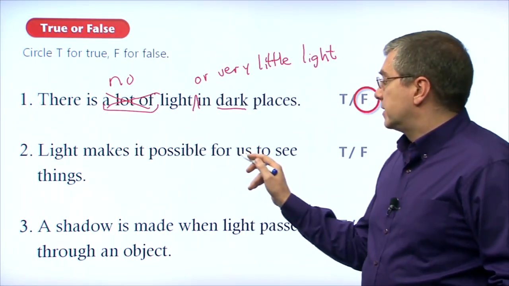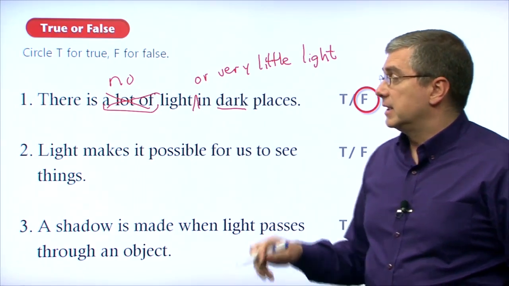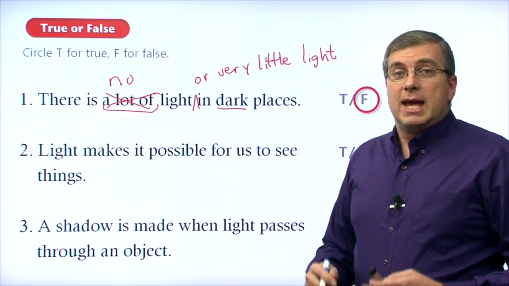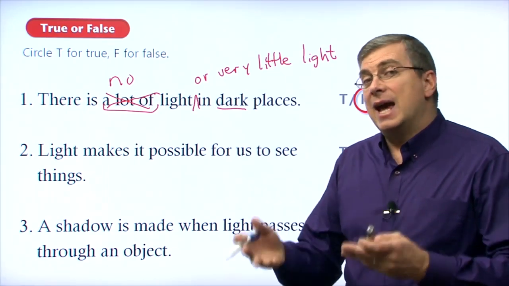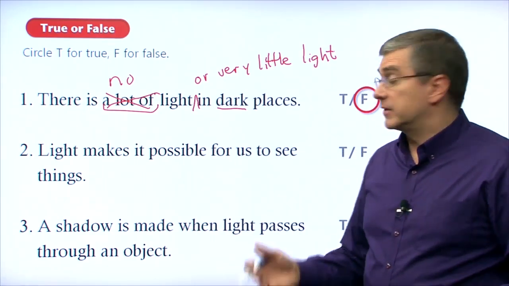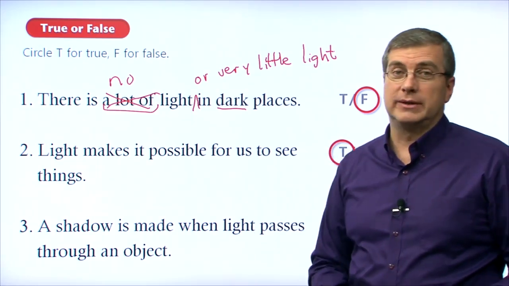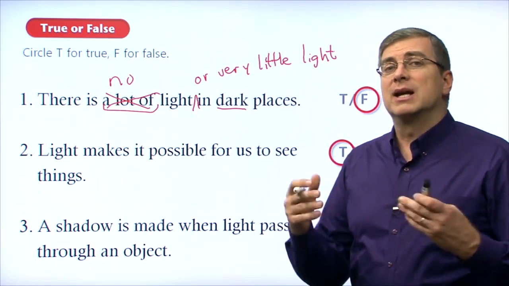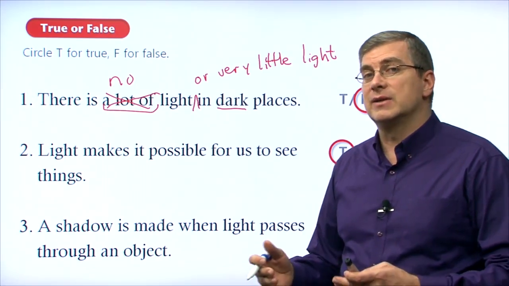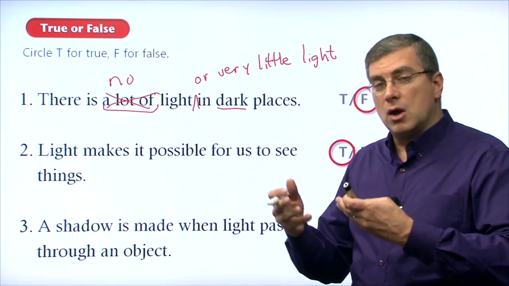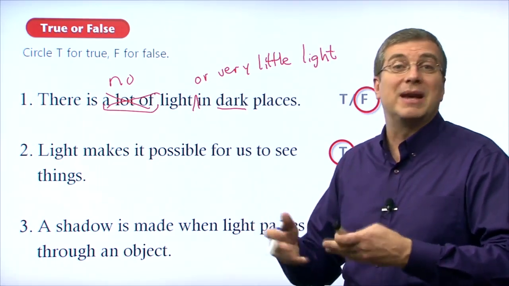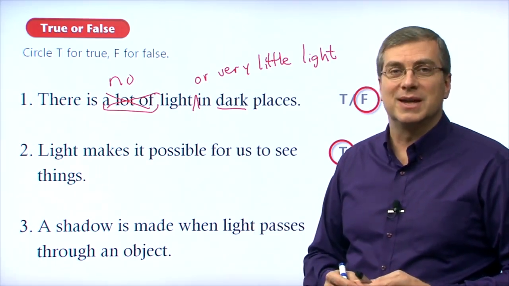Light makes it possible for us to see things. Is that true? If we don't have light, we can't see things. Light is the energy that allows us to see things. That is true. There's no problem with that sentence. That's absolutely true. Because without light, we can't see things. Light makes it possible. Light allows us to see things. So it makes it possible to see those things.